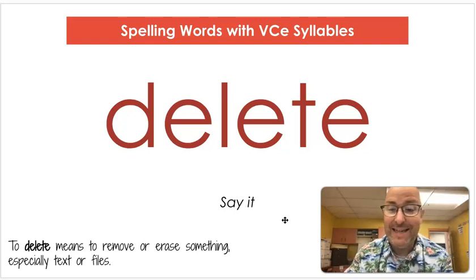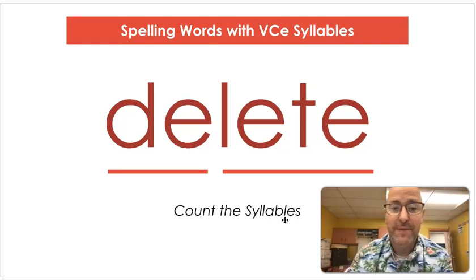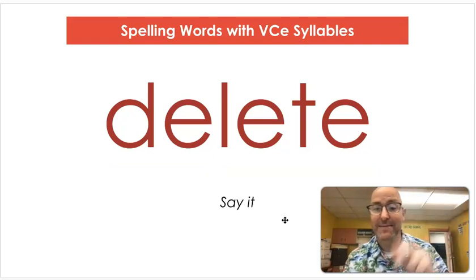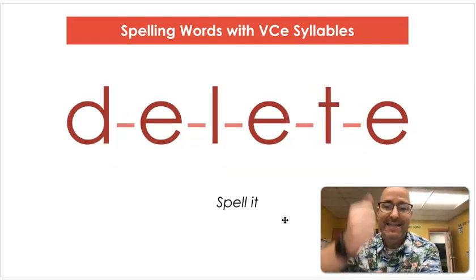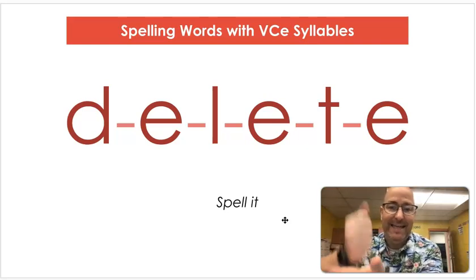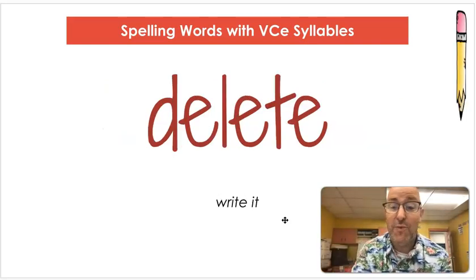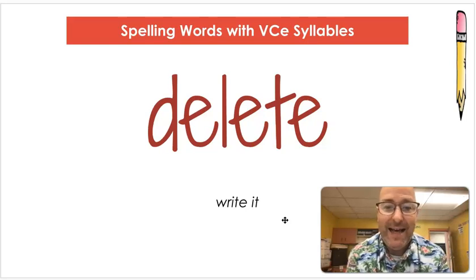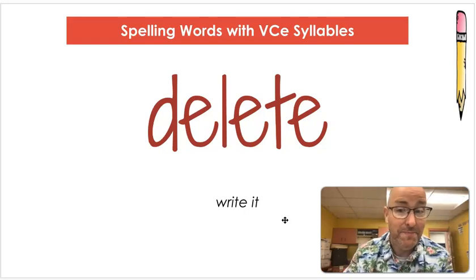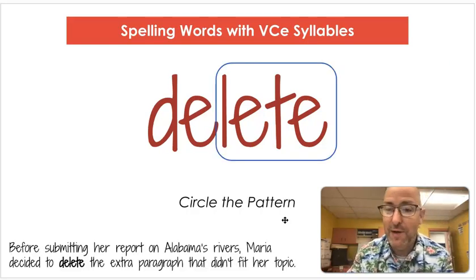The next word is delete. Say delete. To delete means to remove or erase something, especially text or files. Let's count the syllables. Delete. Let's spell it. D-E-L-E-T-E, delete. And let's write it. What's that last syllable? Delete. That's correct. Circle it. Before submitting her report on Alabama's rivers, Maria decided to delete the extra paragraph that didn't fit her topic.